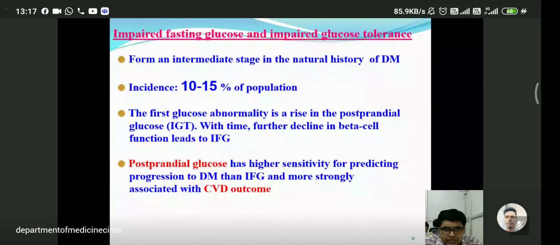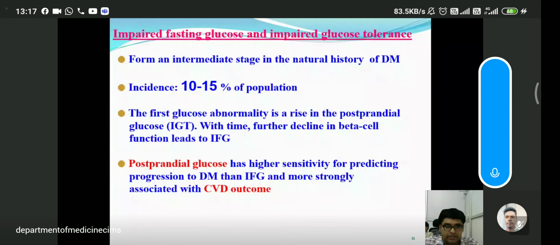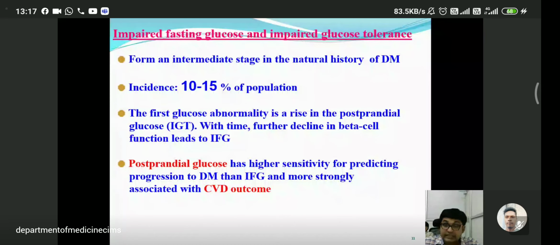So, some knowledge about impaired fasting glucose and impaired glucose tolerance. It is an intermediate form between normal and diabetes, and it is part of the natural history of diabetes. Its incidence is around 10 to 15%. With the first glucose abnormality, the patient will develop only postprandial hyperglycemia; first postprandial will develop, then later impaired fasting glucose. Postprandial glucose has higher sensitivity for predicting progression to diabetes mellitus than impaired fasting glucose. So postprandial is more important than fasting for the progression purpose, and they are also associated with cardiovascular disease outcomes.